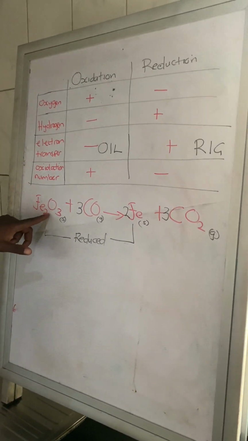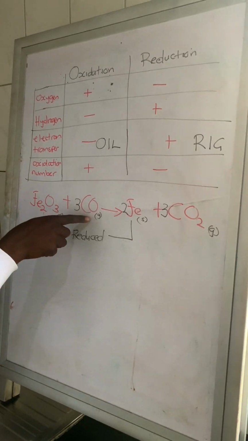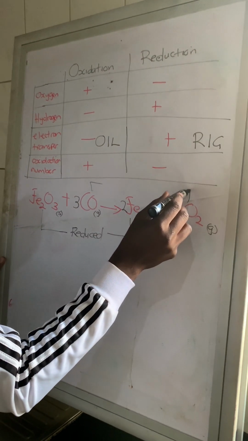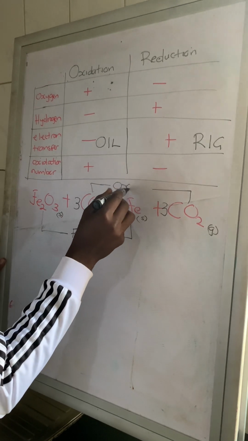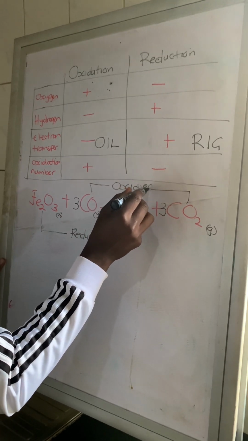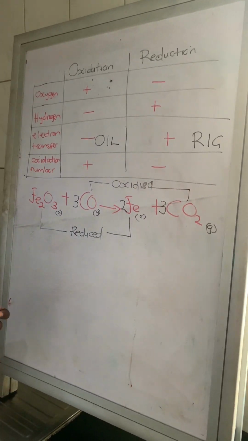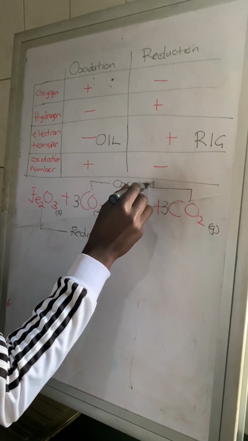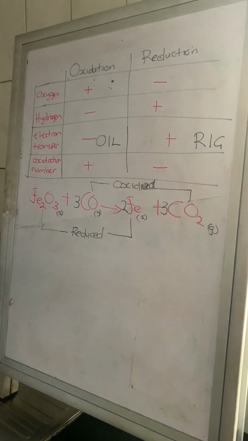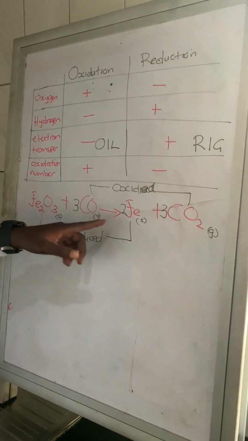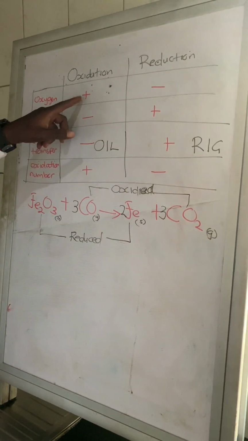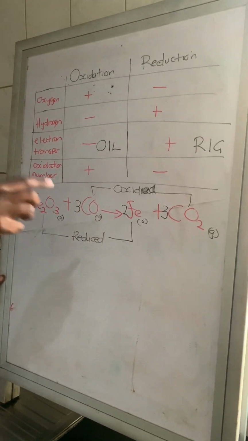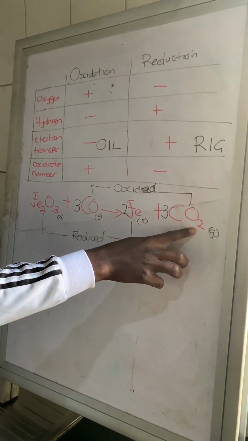So iron is reduced. Then here we've got carbon monoxide. Our final product is carbon dioxide. So carbon monoxide is oxidized because it has gained oxygen. So gaining of oxygen is oxidation. So carbon monoxide is oxidized because it has gained oxygen.